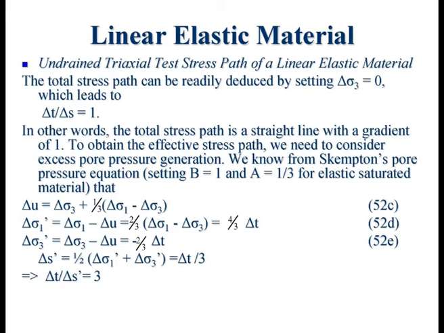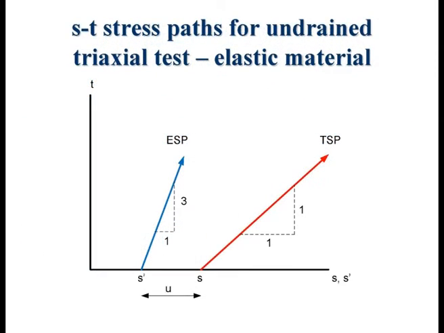So if you plot out the total and the effective stress path, it actually looks like this. The total stress path is the red line, has a gradient of 1 to 1. The effective stress path has a gradient of 3 to 1. And you can see that I have purposely introduced an offset at the start.